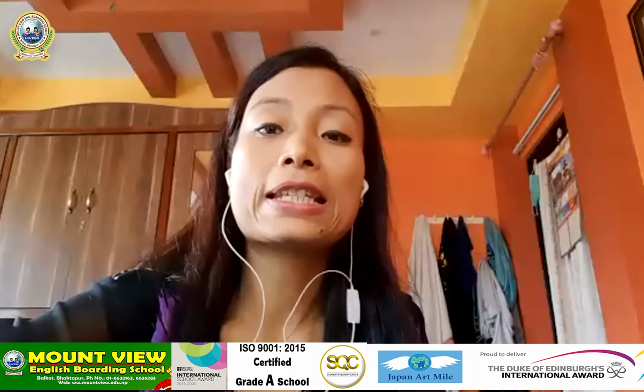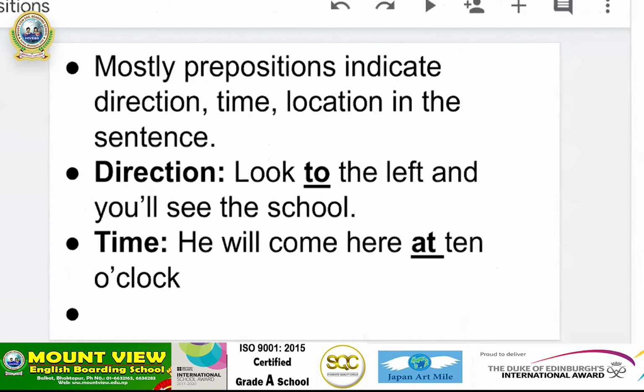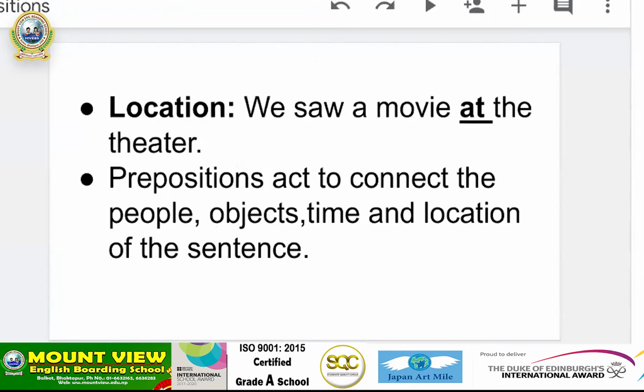Let's see extra here. Prepositions are usually short words, but they take an important place in the sentence. Just now we talked about this one. Mostly prepositions indicate direction, time, or location in the sentence. For direction, you can say, look to the left and you will see the school. This "to" is a preposition which is describing a direction. Then time: he will come here at 10 o'clock. This is about the time. And next, location: we saw a movie at the theater.